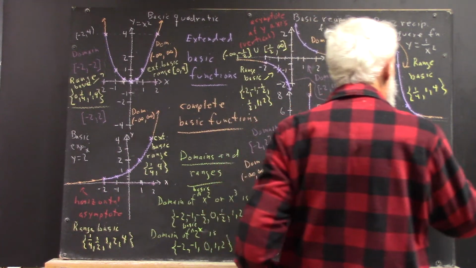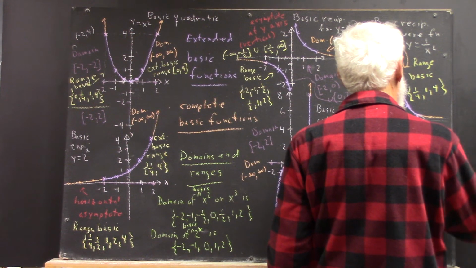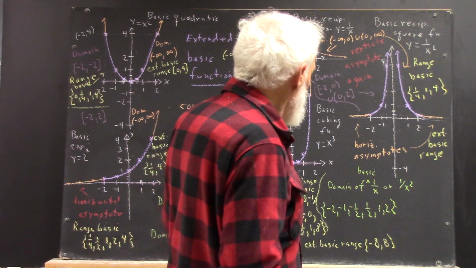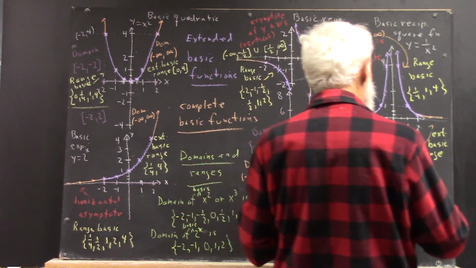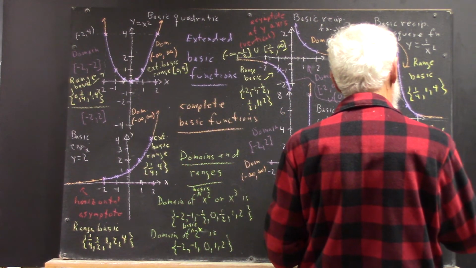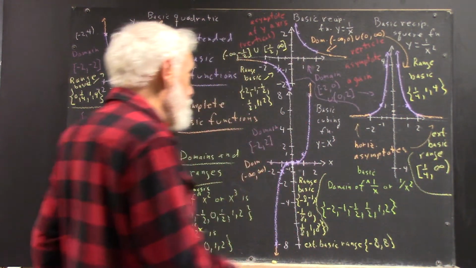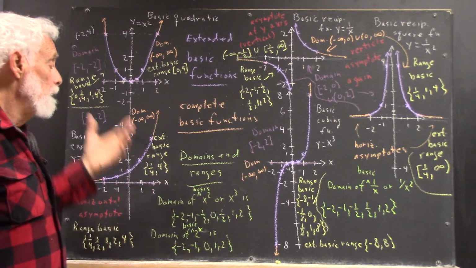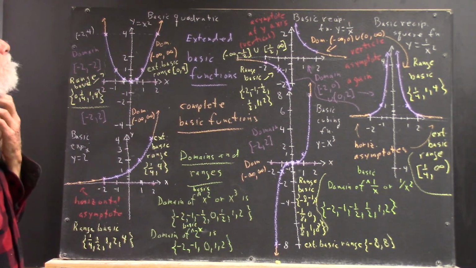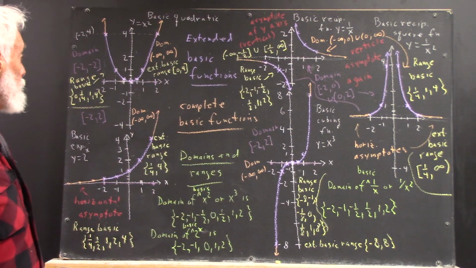At the range of the extended basic here, we go from 1/4 to infinity. Same on this side. Okay, so there we have it. The range of the basic function, the range of each extended basic function, and the domains, the domain of each function.